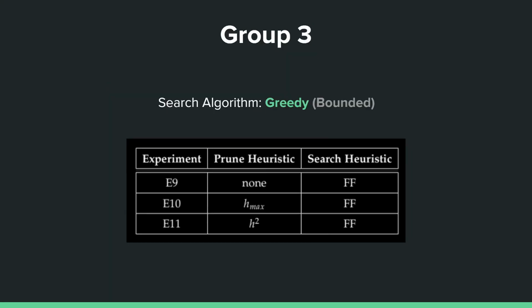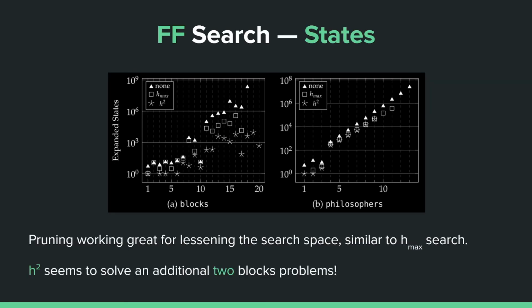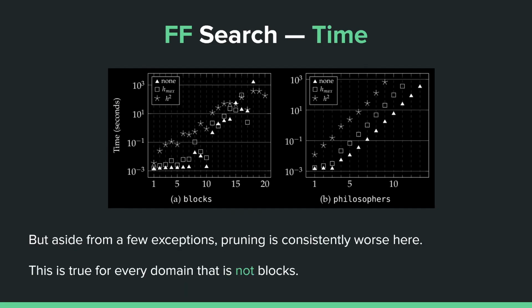The third group is an odd one, which tests how well this pruning approach fares when using generally high-performing search parameters. In this case, a greedy search using the FF search heuristic. Does this change anything? Well, it appears that pruning is working well if we look at the number of states searched, especially with H2 managing to solve an extra 2 problems in blocks. But blocks is actually the exception.